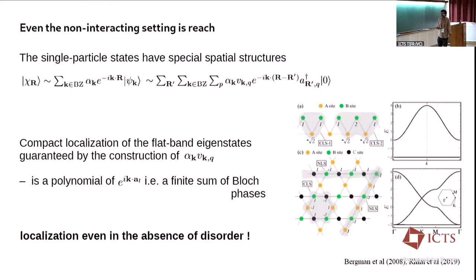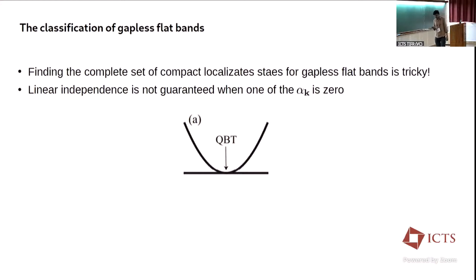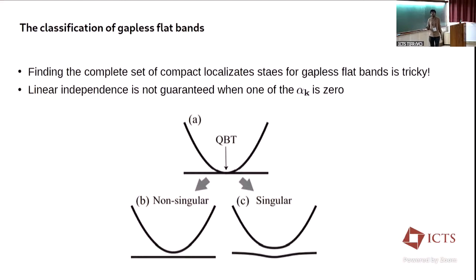Okay. So the kind of setting that I'm interested in is that you have a quadratic band touching and a flat band, and it is possible that when you are writing down the Gram matrix, for example, or the copies of these compact localized states, you ask the question whether it is possible to construct linearly independent compact localized states. It turns out, given the gapless point, it is not guaranteed that you will be able to do that. So there are two classes of flat band: one is called a singular flat band, and the other is called a non-singular flat band.